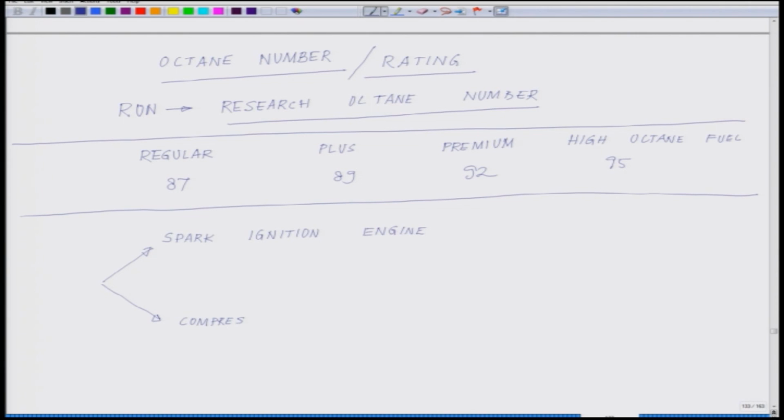Compression ignition engine. And just for your knowledge, most of the spark ignition engines use petrol, whereas compression ignition engines use diesel. But let us understand the basics first.